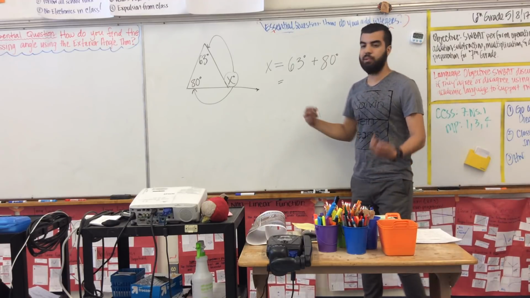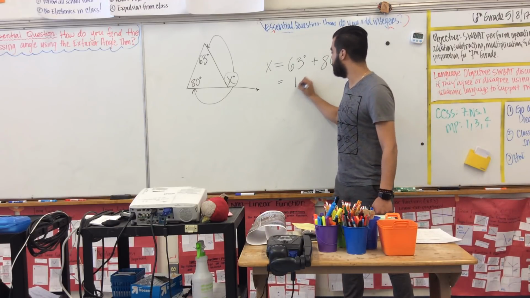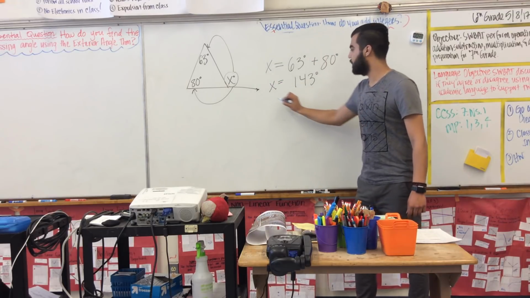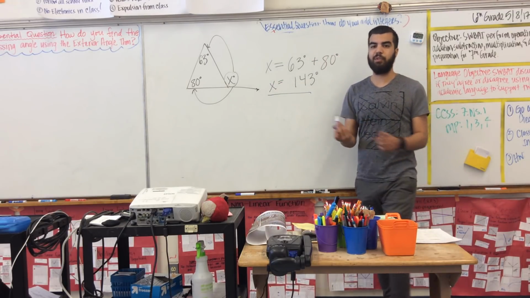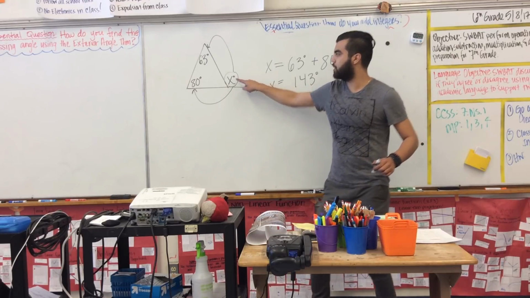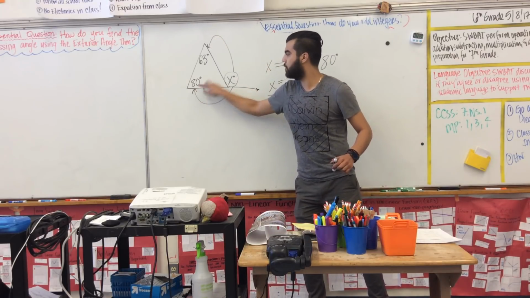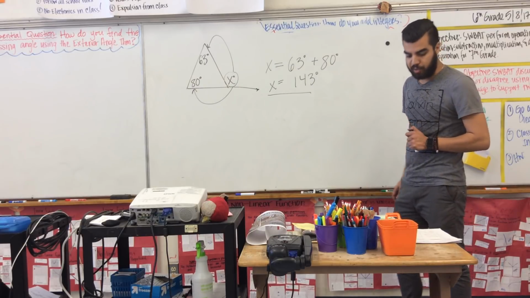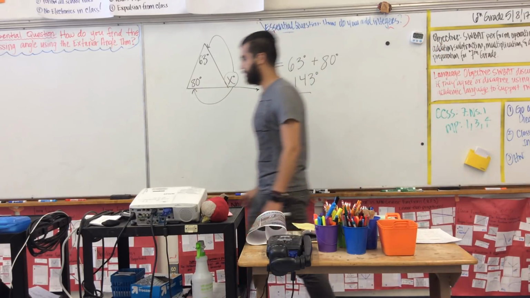63 plus 80, use your calculator, you should get 143 degrees. So x equals 143 degrees, and you're done. All you have to remember is that the exterior angle equals the sum of these two angles right here. Let's go ahead and try the second problem.